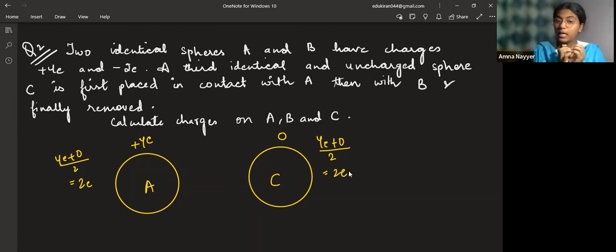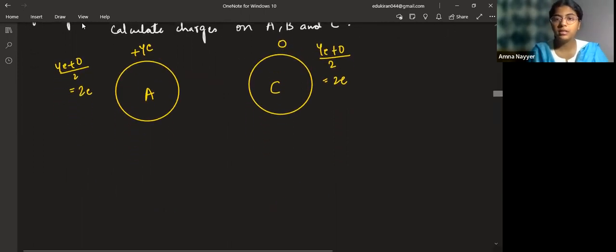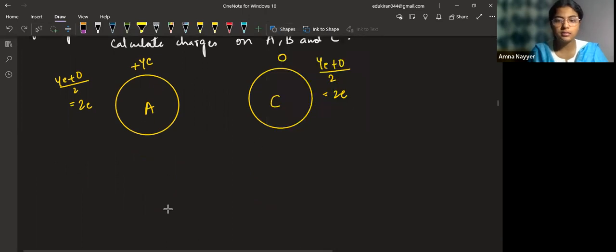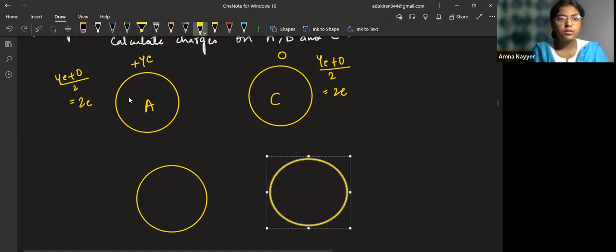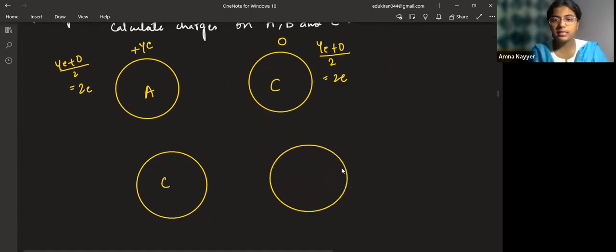Now A has 2E and C has 2E. First it is placed in contact with A, so this is the state of C. C is no more 0, now C is 2E. Secondly, it says that C is then made in contact with B.